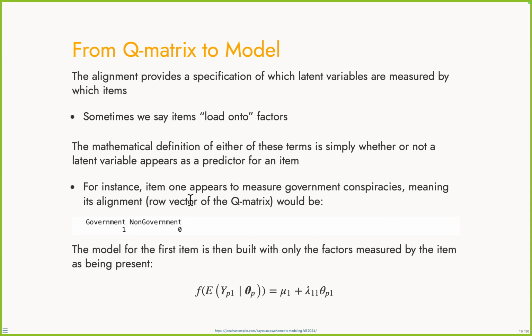The mathematical definition of either of these terms is simply whether or not a latent variable appears as a predictor for each item. So if you have a 1 in the Q matrix, if this were item 1 right here, you would see the first latent variable would measure it, basically an equation with it. So what this Q matrix is doing is basically specifying which latent variables appear on the right-hand side of the equation for each of the items. Or put another way, which latent variables predict what the score of each item would be if we could have observed them. How's that sitting with you?